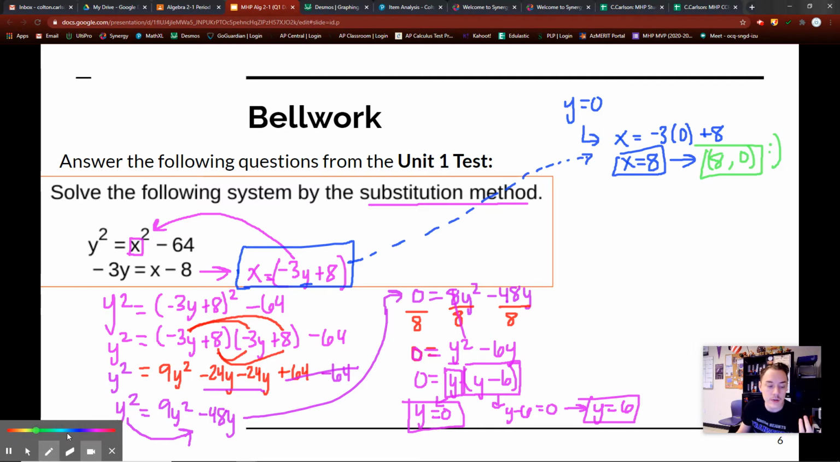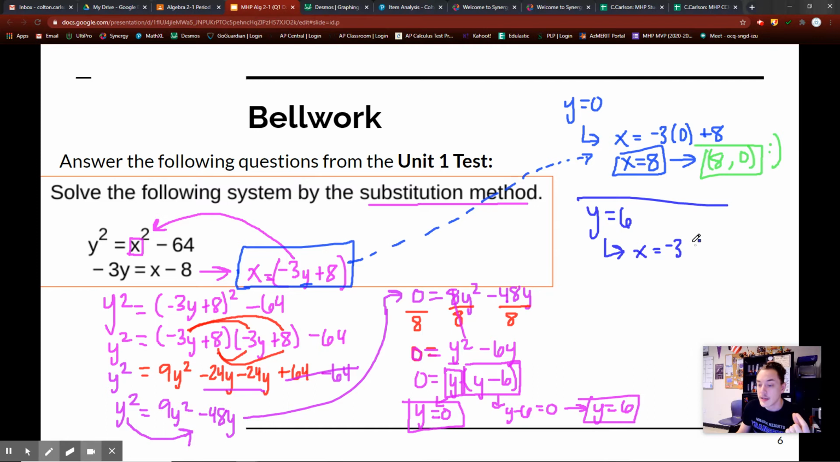Now let's go to my next final second point. Let's plug in y equals 6. So I plug in 6, so x equals, I got negative 3 following the same formula that I'm kind of highlighting here. Negative 3 times, and then I plug in 6, and then plus 8. Well, this becomes negative 18, and then plus 8, which actually equals negative 10. Okay, which means my actual point is here in green.